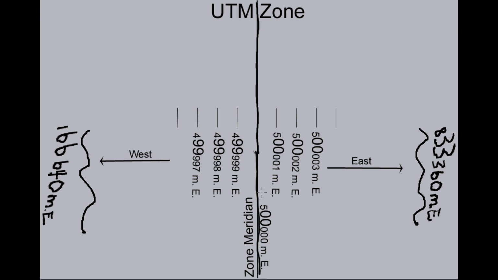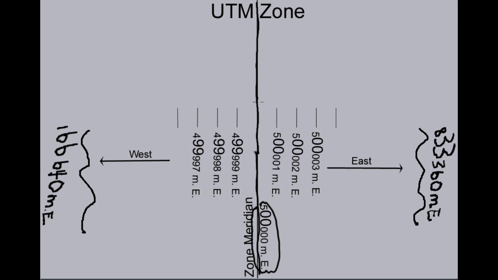The zone meridian, as you also may recall, is assigned an arbitrary value of 500,000 meters east. It's just a nice round number somebody decided to give it. I'm not sure why they chose 500,000 meters, other than it's a nice round number.